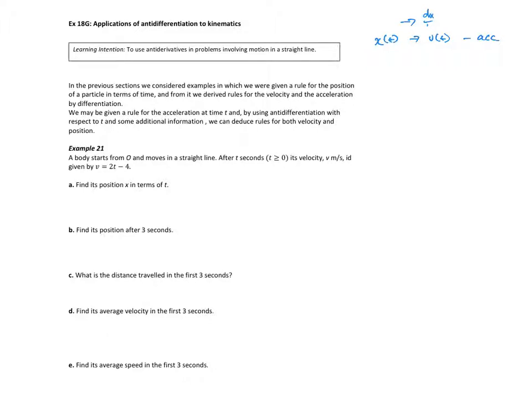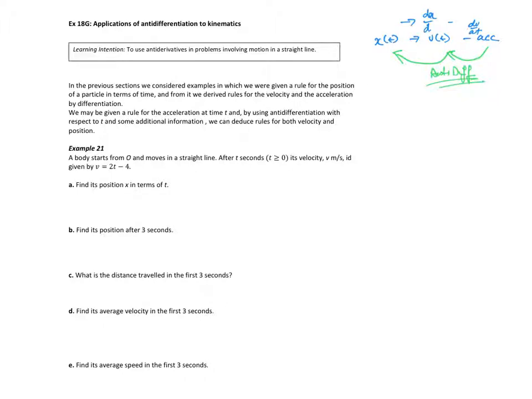Now let's put dv dt there. Oh, let's change that to dx dt to dv dt. If I've got my acceleration and I want to go back to the velocity, or from my velocity I want to go back to the position, I've got to do anti-differentiation.